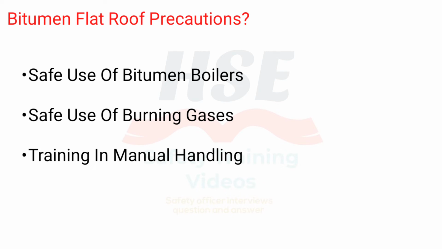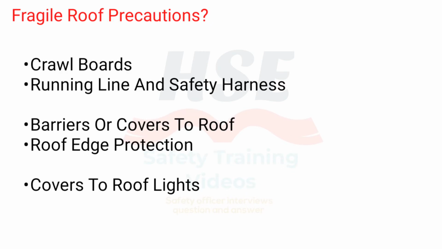Bitumen flat roof precautions. Safe use of bitumen boilers. Safe use of burning gases. Training in manual handling. Fragile roof precautions. Crawl boards. Running line and safety harness. Barriers or covers to the roof.